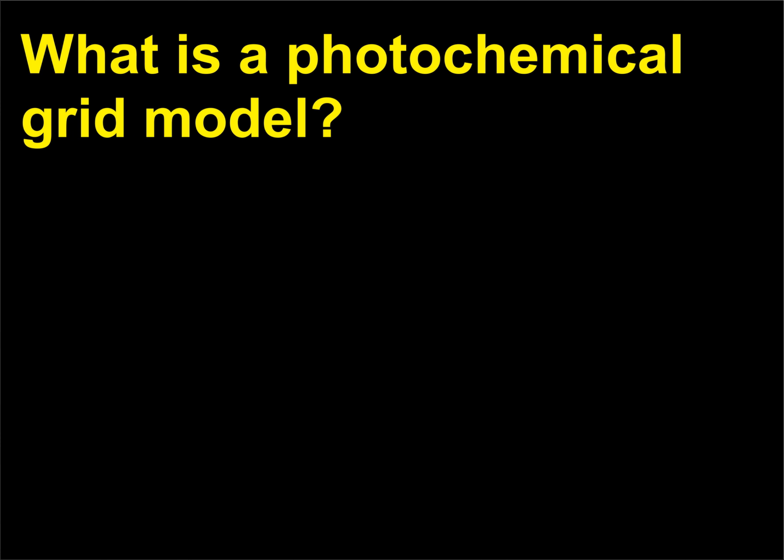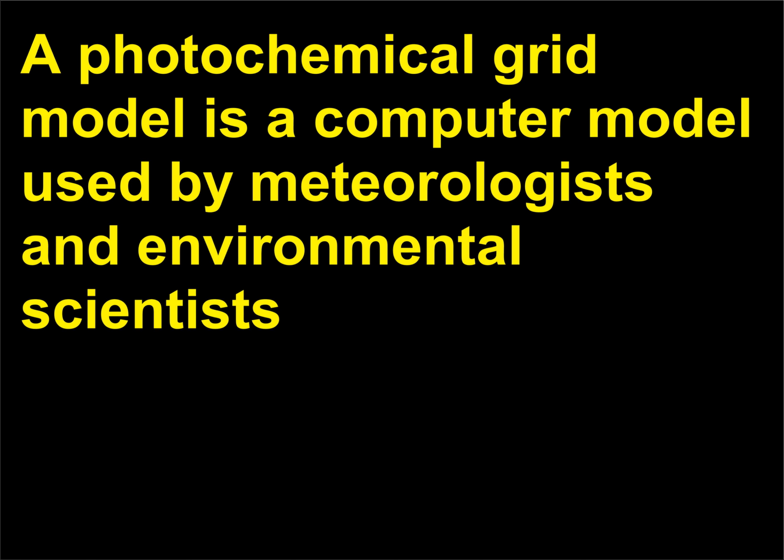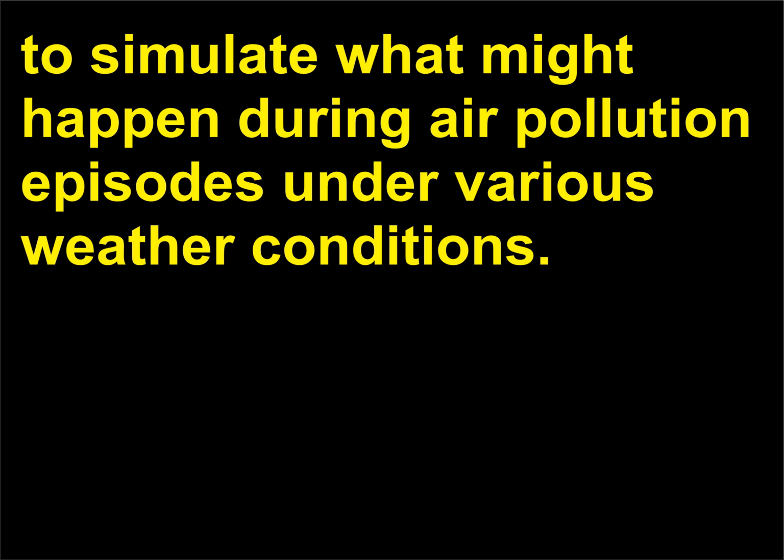What is a photochemical grid model? A photochemical grid model is a computer model used by meteorologists and environmental scientists to simulate what might happen during air pollution episodes under various weather conditions.